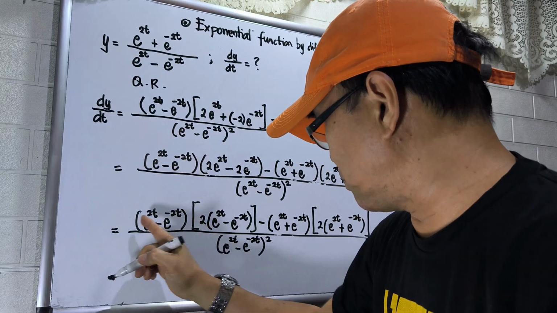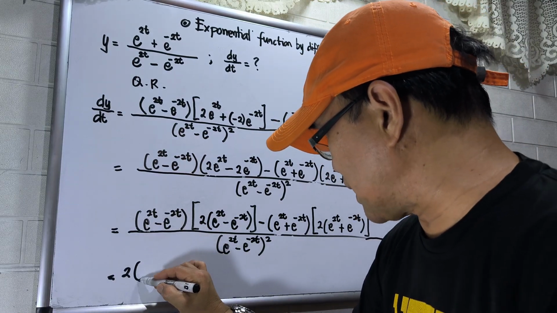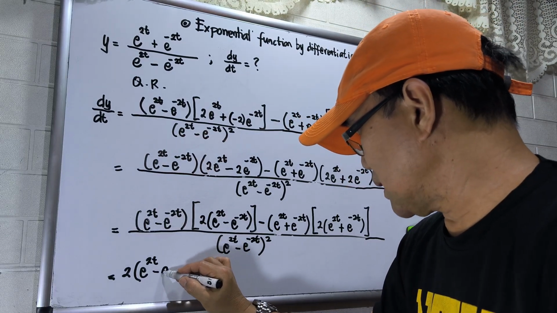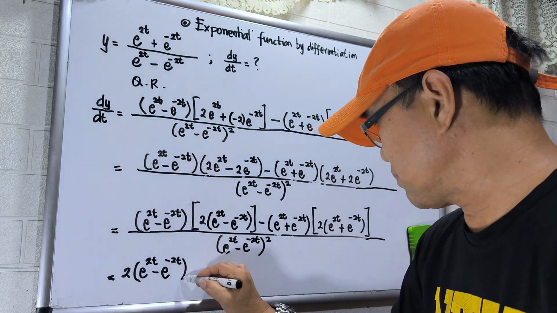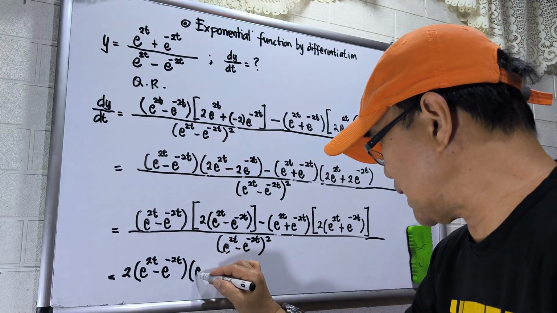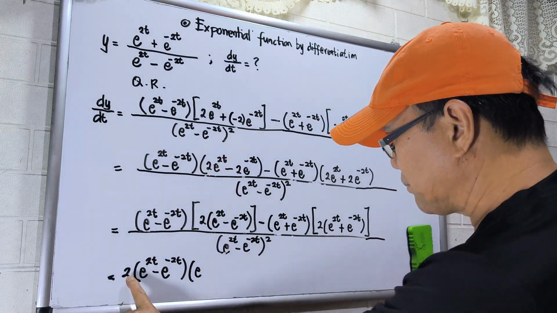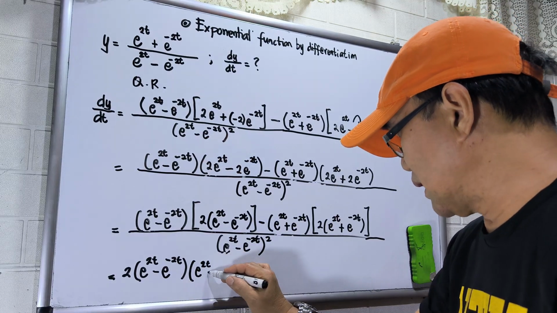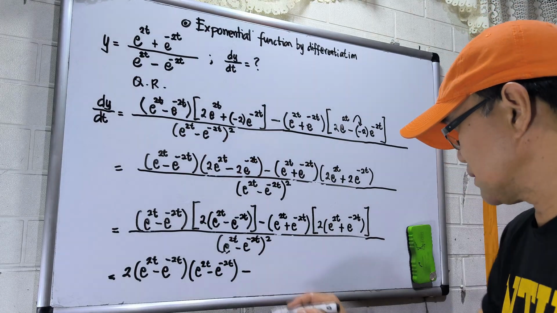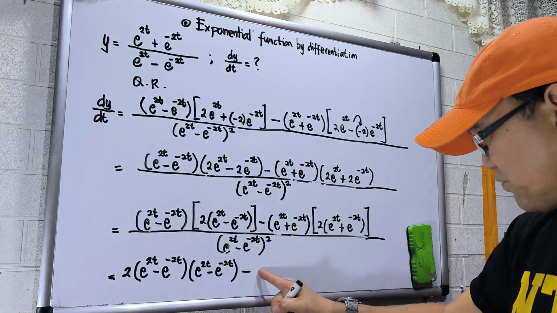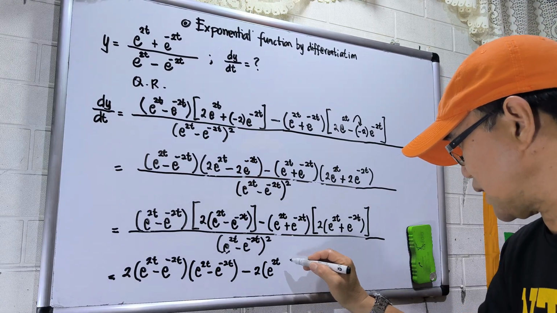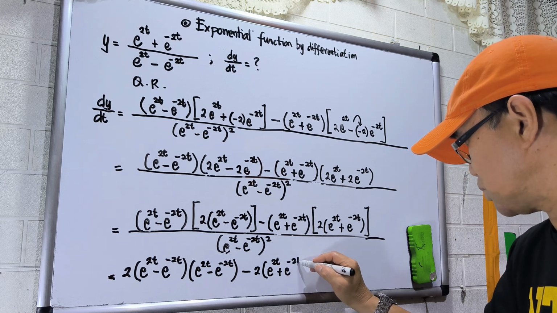So I will place this one 2, and then (e raised to the 2t, then minus e raised to the negative 2t), then I will use circle brackets. Actually, this 2 is in here. Then this will be e to the 2t, then minus e raised to the negative 2t. Then this will be minus. Take note, I will place this one first, so this will be 2, then (e raised to the 2t plus e raised to the negative 2t).